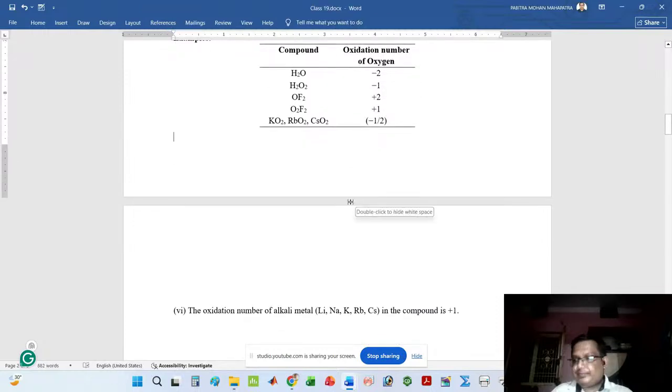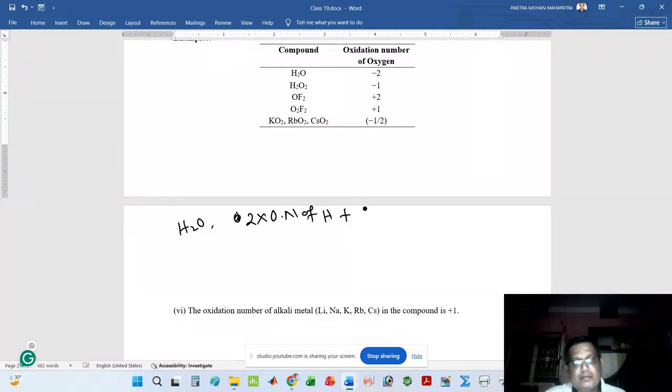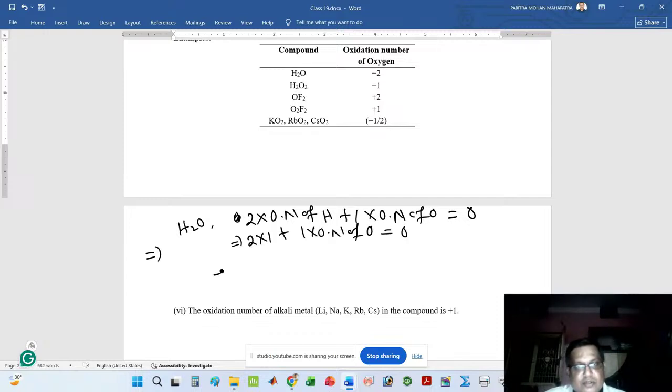In case of KO2, RbO2, CsO2, the oxidation number is your minus half. Let me explain the water molecule first. Here we can say that 2 into oxidation number of hydrogen plus 1 into oxidation number of oxygen is equal to 0. It is a molecule, so it is equal to 0. Here we know that the oxidation number of hydrogen is always positive except in metal hydrides. So here I can say that 2 into 1 plus 1 into oxidation number of oxygen equal to 0. So you can say that oxidation number of oxygen is how much? Minus 2.